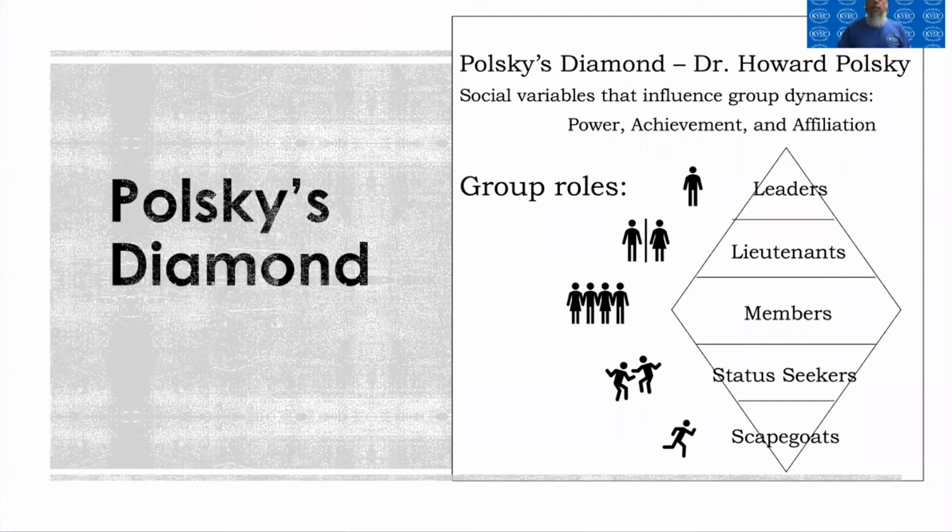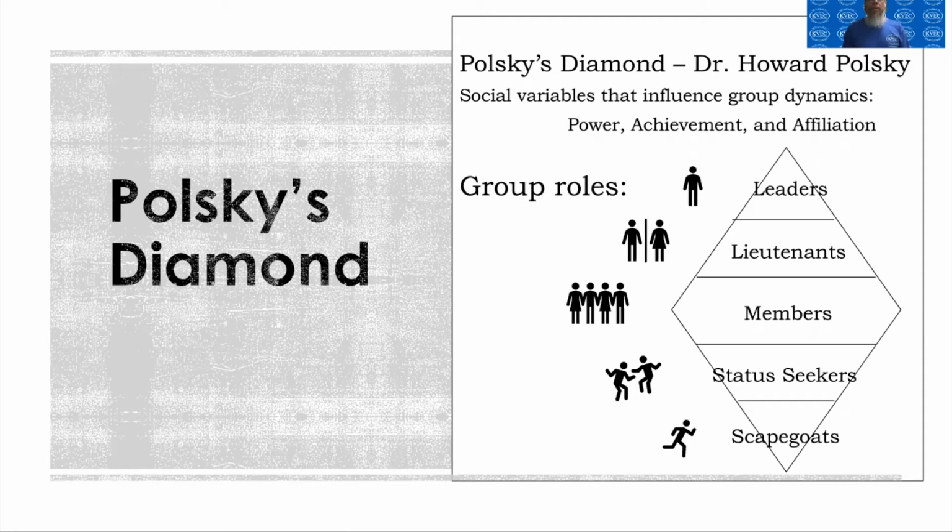So as I was saying before, we're looking at social standing or group roles with our students. And Dr. Harold Polsky developed Polsky's Diamond, and this is a condensed version of that. So they said that all group roles have leaders, lieutenants, members, status seekers, and scapegoats. And the variables that influence those roles, the variables that drive those individuals in those roles are power, achievement, and affiliation.